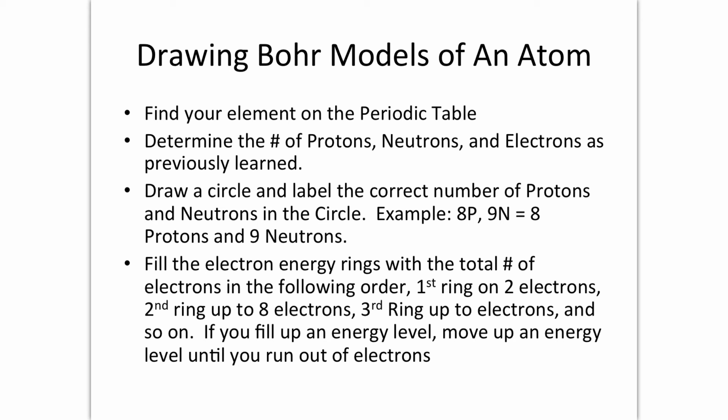Then you're going to draw a circle and label the correct number of protons and neutrons in the circle. For example, if you have 8 protons, you're going to write 8p, and 9 neutrons, you're going to write 9n. Then you're going to draw energy rings for the energy orbitals around the electrons in the Bohr atom, right? The first ring, second ring, third ring. You're going to keep adding rings, energy levels, until you run out of electrons to fill them. And let's see how that works on the next page.